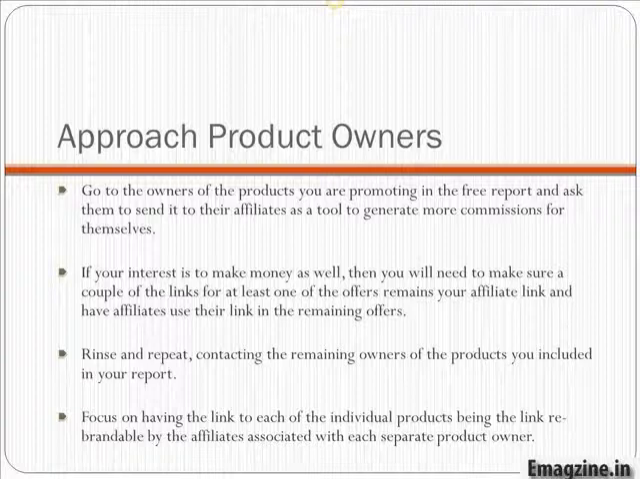Focus on having the link to each of the individual products be rebrandable by the affiliates associated with each separate product owner. So if there are 4 things in there, product A has a link in there to go into that product, and you want to make sure that they can rebrand it with their own affiliate link. Product B would be product owner B's affiliates. Product C would be product owner C's affiliates, and so forth.